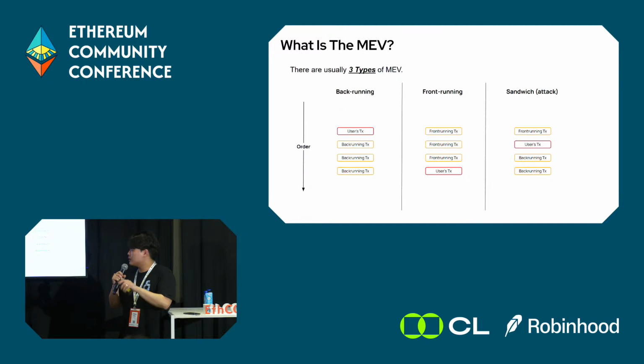And there are typically 3 types. The first one is back-running, which literally runs right after the user transaction. So the red box is the user transaction, and the searcher will send a transaction that will be executed right after it. There's also front-running, which is executed right before the user transaction. And there is the combination of back-running and front-running, which we call a sandwich. And usually the user will suffer some price changes due to the front-running and back-running together.